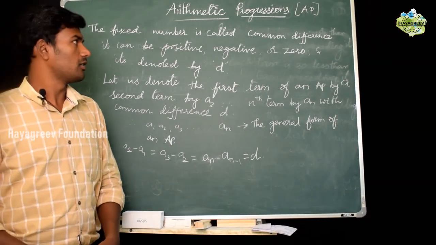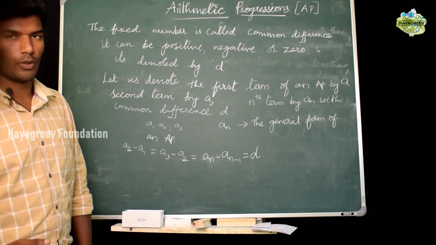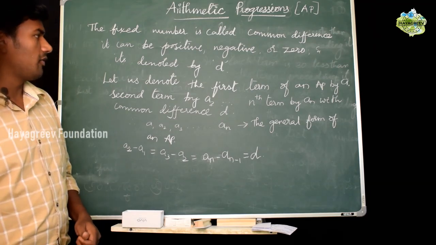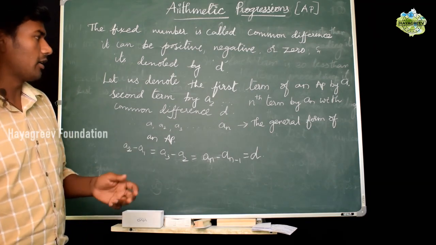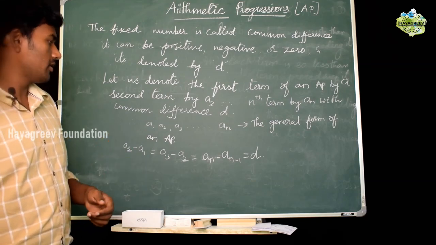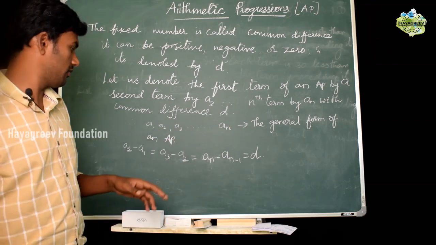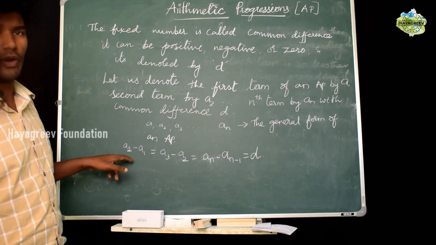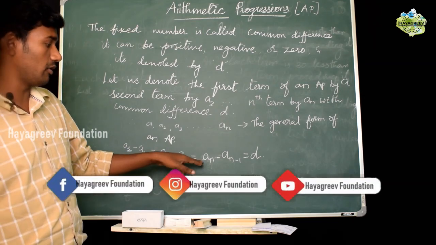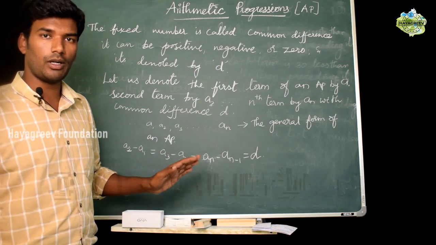The fixed number is called the common difference. It can be positive, negative or 0, and it is denoted by the letter D. Let us denote the first term of an AP by A1, the second term by A2 and the nth term by AN, with the common difference D. Therefore, A1, A2, A3, etc., AN is the general form of the AP. How to find D? D is equal to A2 minus A1, is equal to A3 minus A2, is equal to AN minus A(N minus 1). They have a common difference D.